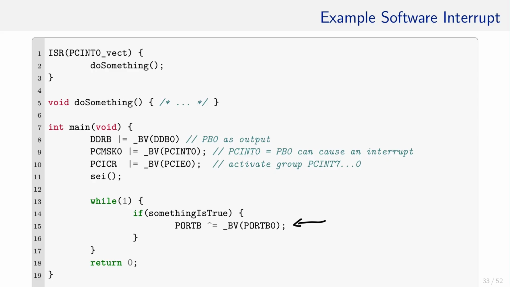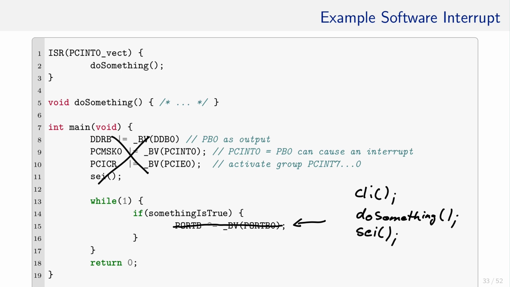As an alternative to configuring the pins to cause an interrupt, the developer could have turned off the global interrupts, call the function doSomething, and reactivate the global interrupts. It saves the pin and configuration overhead. However, in this small example, the interrupts can be removed entirely without changing the program functionality.